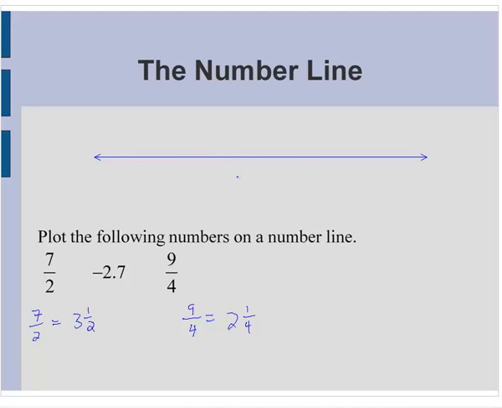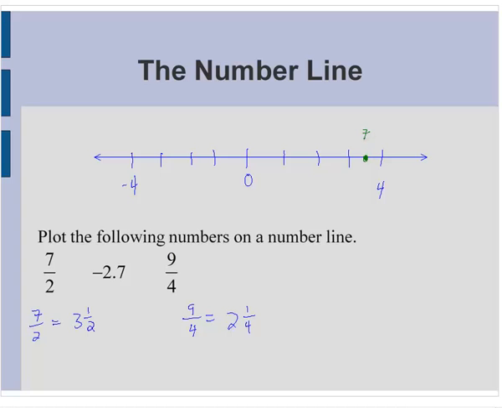So if we wanted to show these on a number line, we would need to at least see where 3 is, maybe past 3. And we also have this negative 2.7. So let me put 0 here. There's my origin. There's 4. And there's negative 4. And plotting 7 halves, well, that's 3 and 1/2. So here's 3. So 3 and 1/2 is about here.